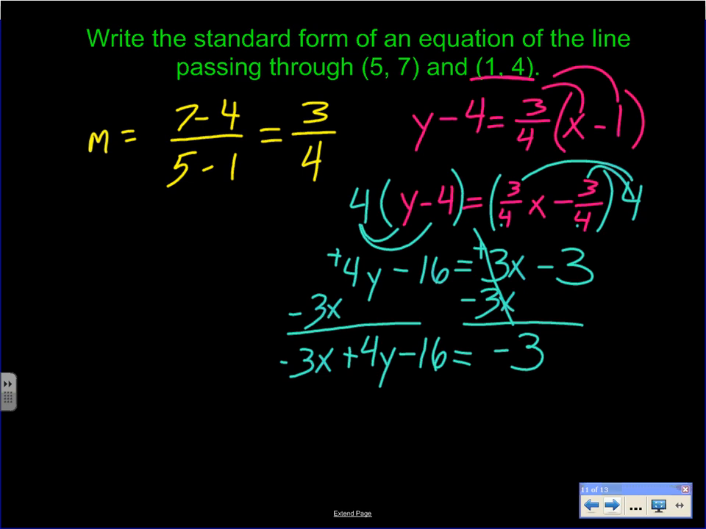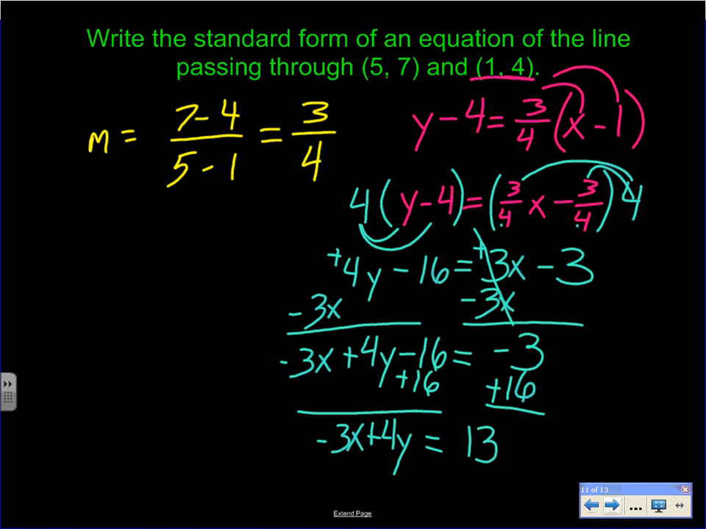We have x and y on the same side of the equal sign, but there's a negative 16 with it. So how do we get rid of a negative 16? You got it, add 16. And so we have negative 3x plus 4y is equal to, and on the right side, negative 3 plus 16 gives you a positive 13.